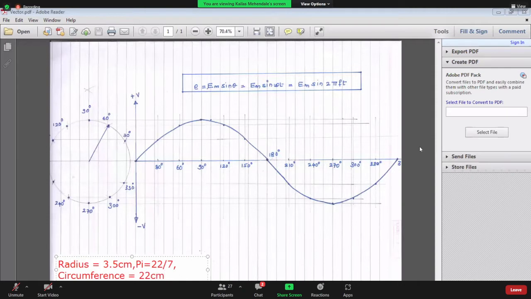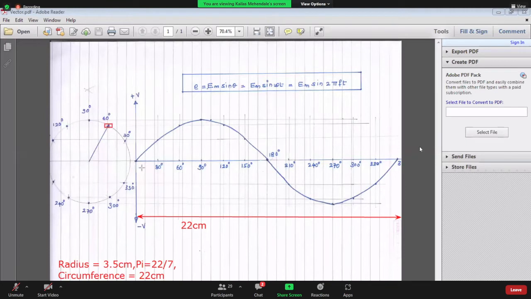So first understand the geometrical part, and then we will go about the electrical part. The circumference came out to be 22 centimeter, so from here till here is 22 centimeter. Then, as you can see, I have drawn a circle over here.